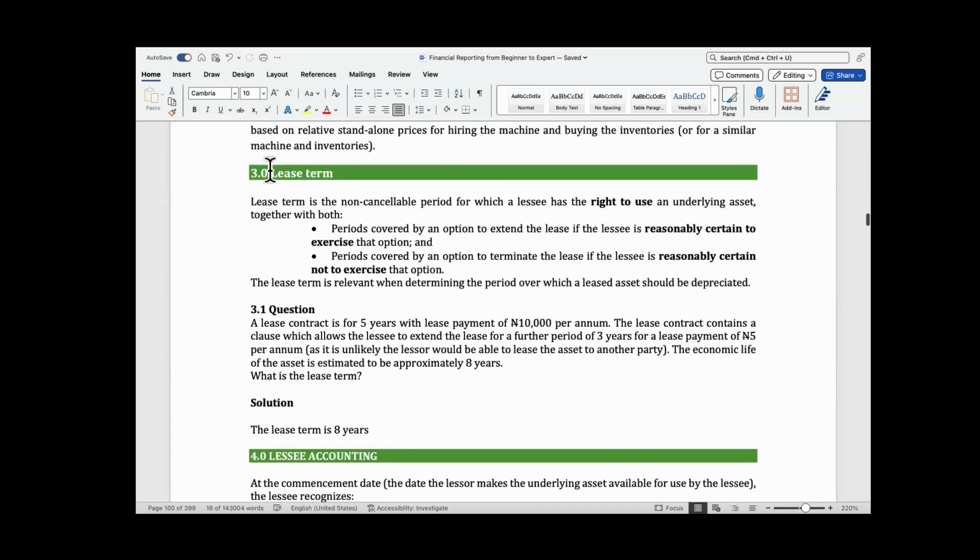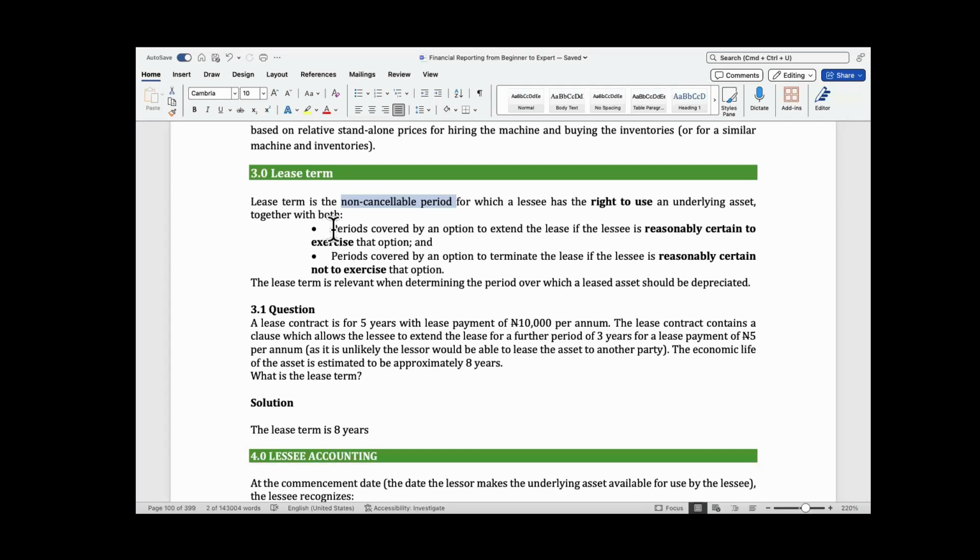So lease term. So lease term, like I mentioned, is the period over which we're going to use the assets or we're going to lease the assets. And it's usually a non-cancelable period, which means that we cannot cancel it. We don't expect it to be cancelled. And if it's cancelled, it is not something we expect to happen. So this time is a non-cancelable period. And can this period be extended? Yes, it can be extended.